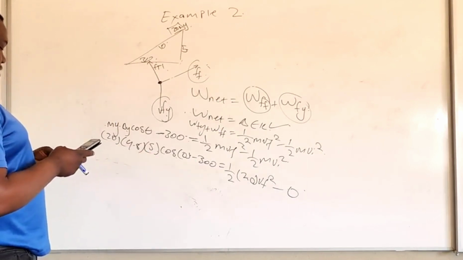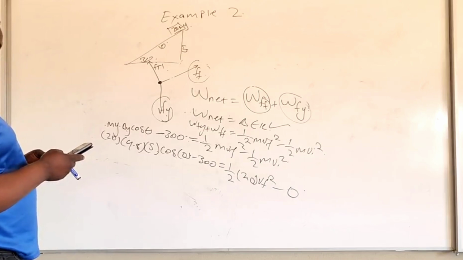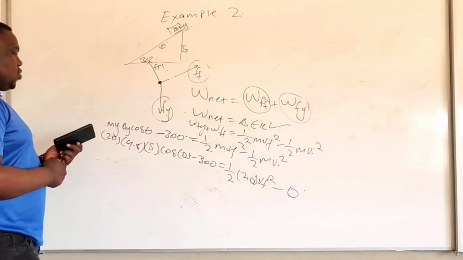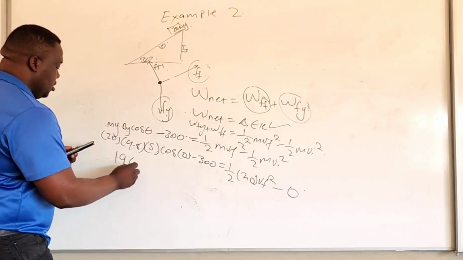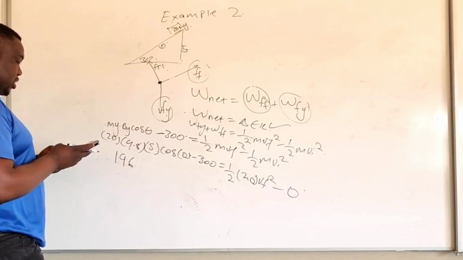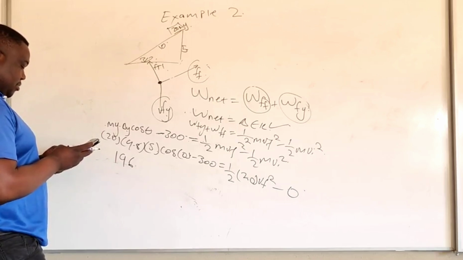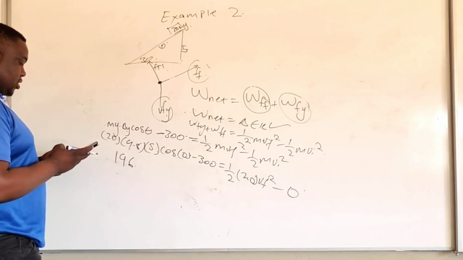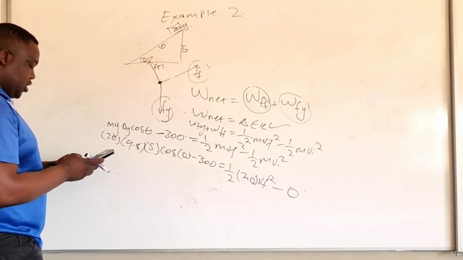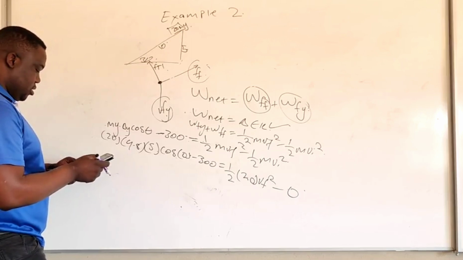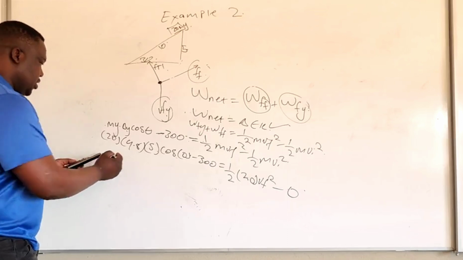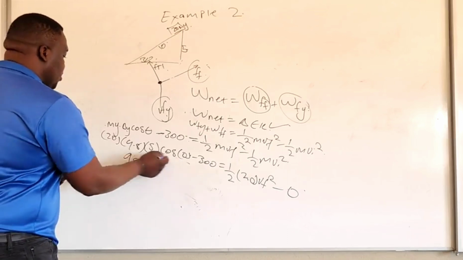I can say 20 multiplied by 9.8 cos 0. Cos 0, which will give me 196. It means the work done by the gravitational force is 196. Did I do the right thing? 20 multiplied by 9.8 multiplied by 5 cos 0. Yeah, I did the wrong thing. 20 multiplied by 9.8 multiplied by 5. Yes, 980. What am I doing? It was a wrong touch on the calculator.